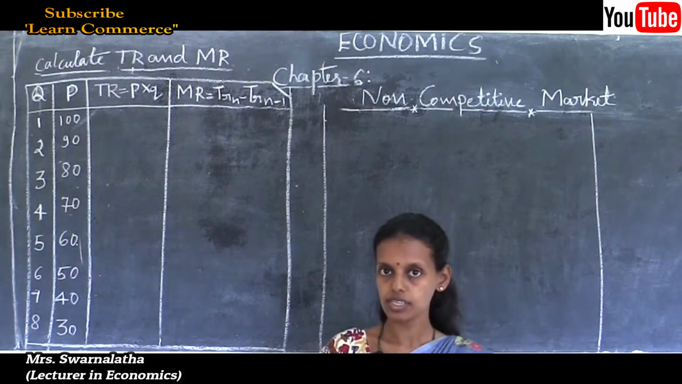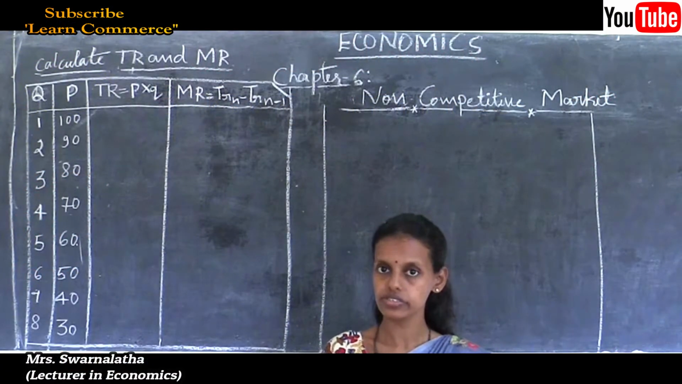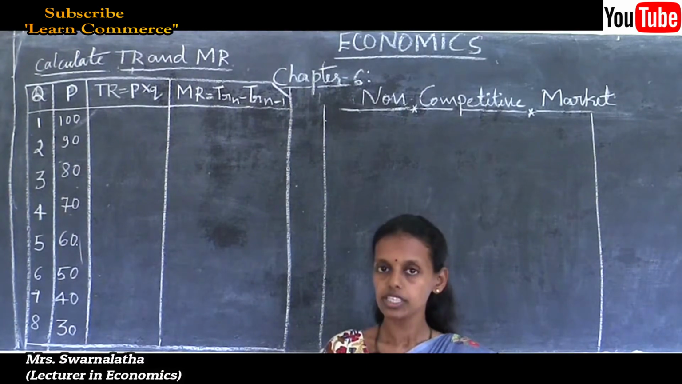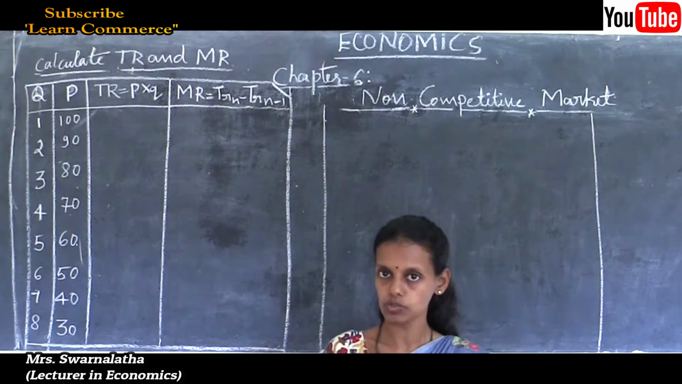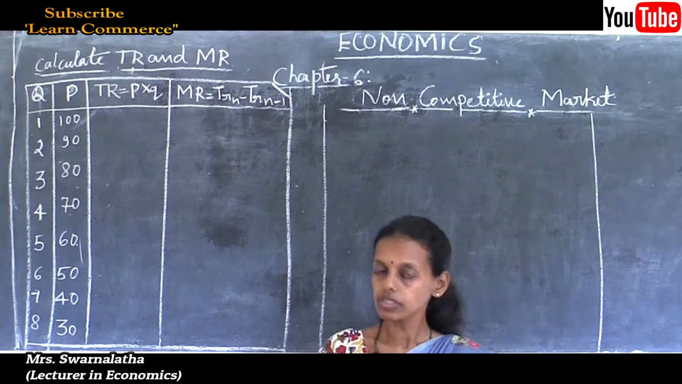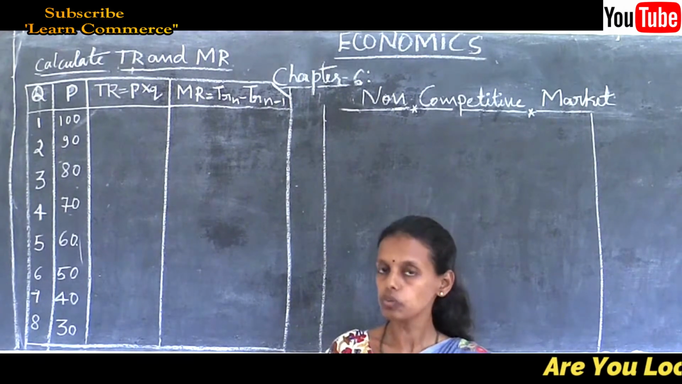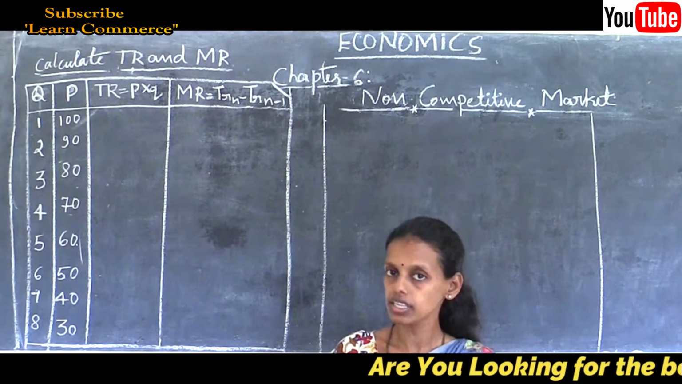Hello students, in the previous session we discussed total revenue, average revenue and marginal revenue. The formulas we studied in the previous chapters, the same we are going to continue here. So now we are going to calculate the total revenue and marginal revenue when the quantity and prices are given.